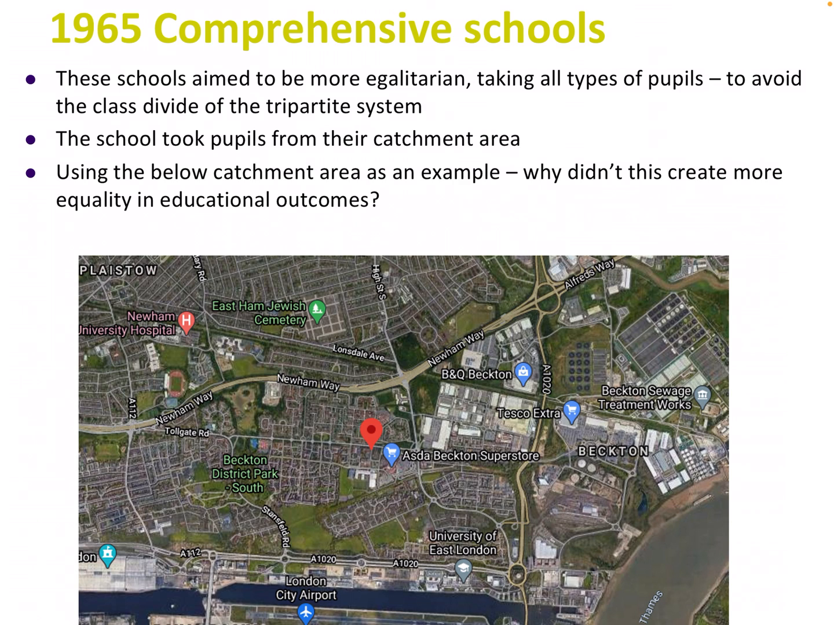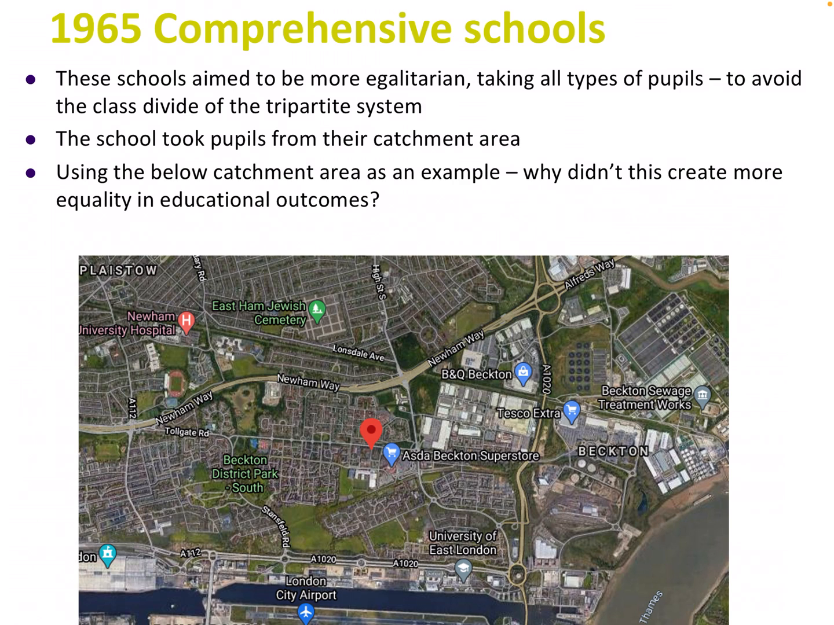And to the south, you have London City Airport, which is great for your really expensive holidays, unless you can't afford them. So depending on which way the wind was going, some days you get smells of sewage, and others you get airplane fuel. So I'd like you to write a brief note on what the problems with catchment areas were. Why did that method of selection not create equality of educational outcomes?